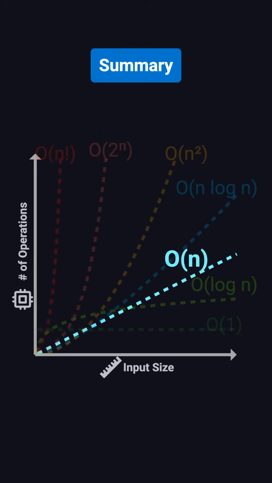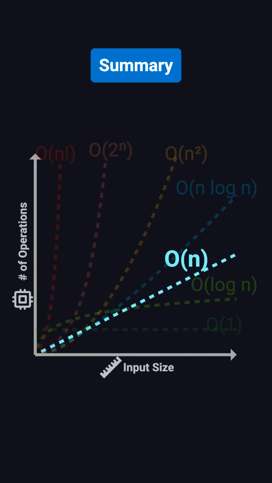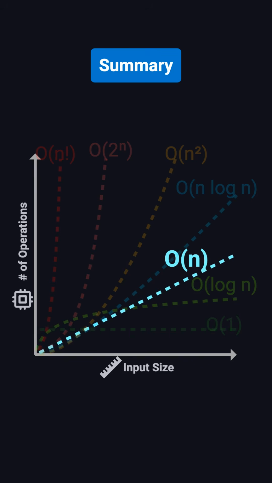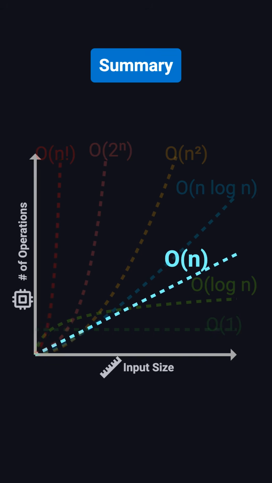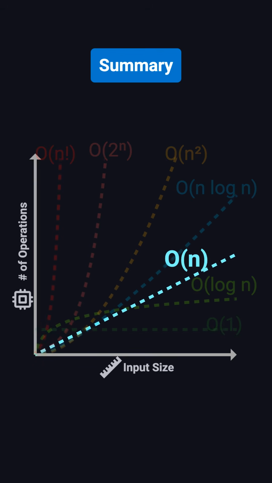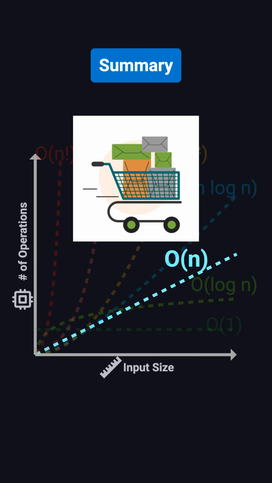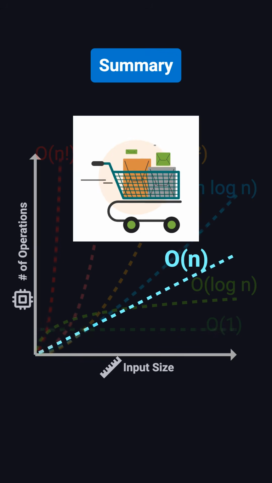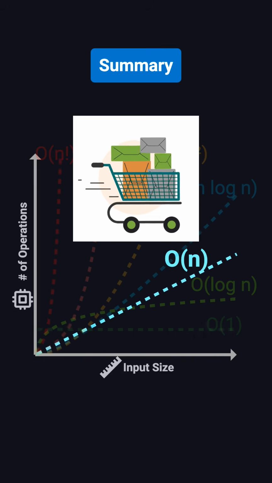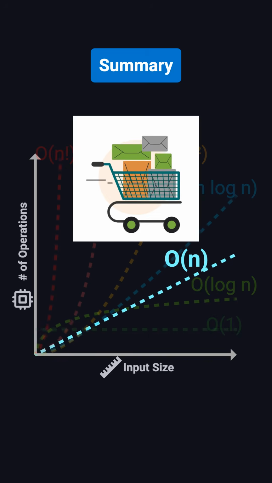From these examples, you can see that when we work with arrays, strings, or linked lists, basically linear data structures, many algorithms end up running in linear time. In fact, O(n) is one of the most common complexities in everyday programming. For example, when calculating the total price of items in a shopping cart, we simply loop through each item and add up the prices. That's a typical O(n) task.